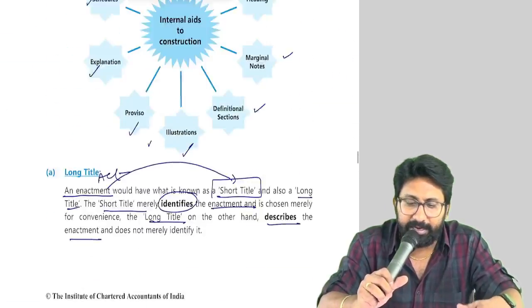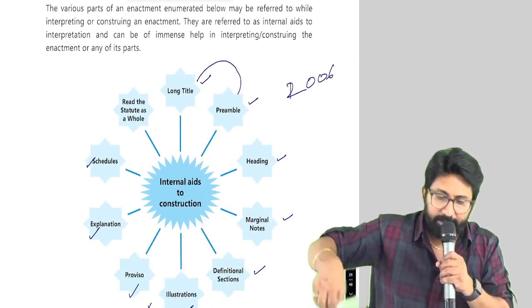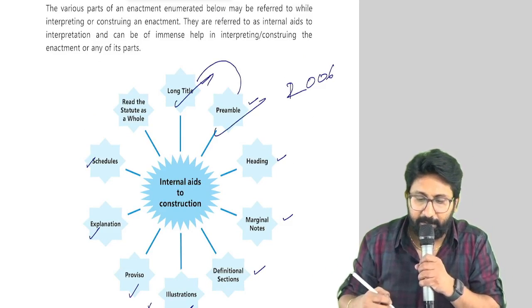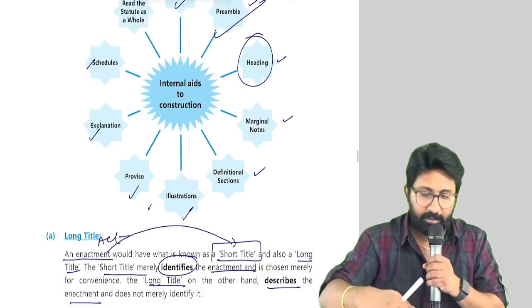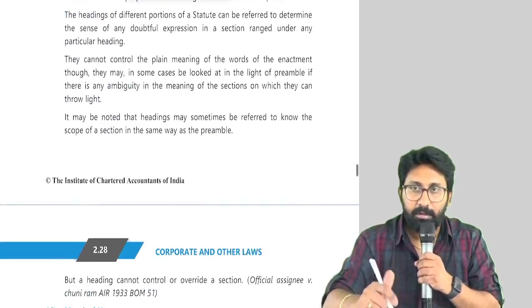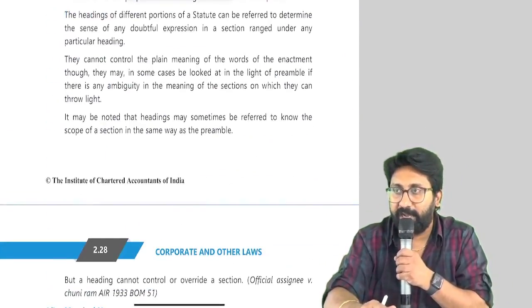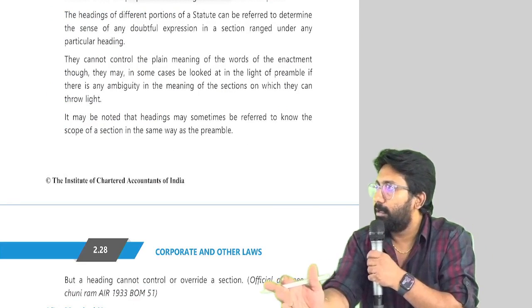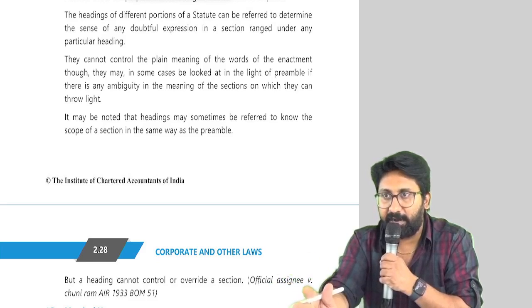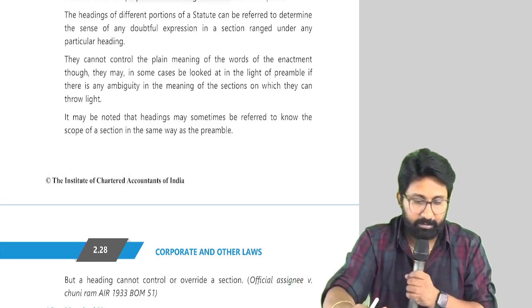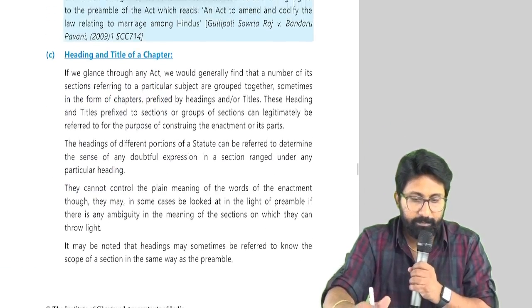How many internal aids have we completed? Long title and preamble completed. Correct? The next one is the heading. Write down the heading. Two things you completed already. One is the long title, second one is the preamble, third one is the heading.